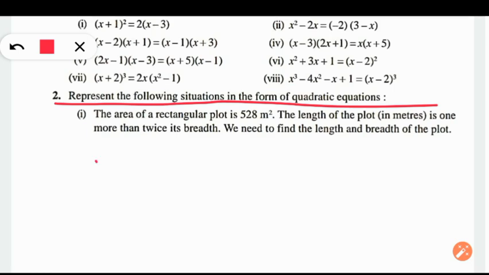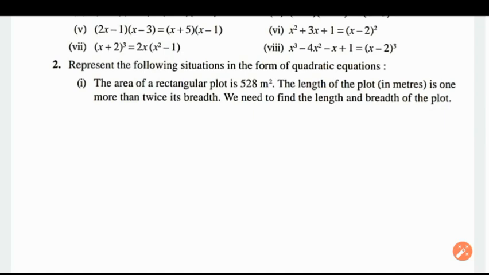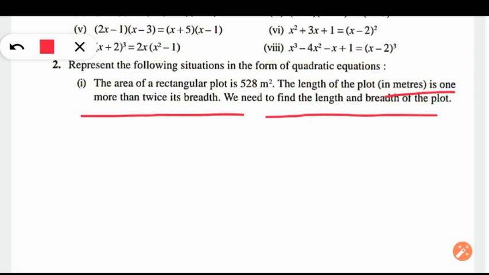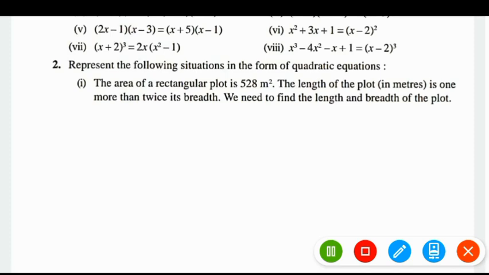First we need to frame, how to frame the pair of linear equations in 2 variables, right? This topic is similar to that one, but here we will get a quadratic equation instead of a pair of linear equations in 2 variables. So what is the first question? In the first question, the area of a rectangular plot is 528 meter square. The length of the plot in meters is 1 more than twice its breadth. Read this statement carefully: 1 more than twice its breadth. Now we need to find the length and breadth of the plot. But here you are not required to find the length and breadth, you just need to represent the situation in the form of a quadratic.